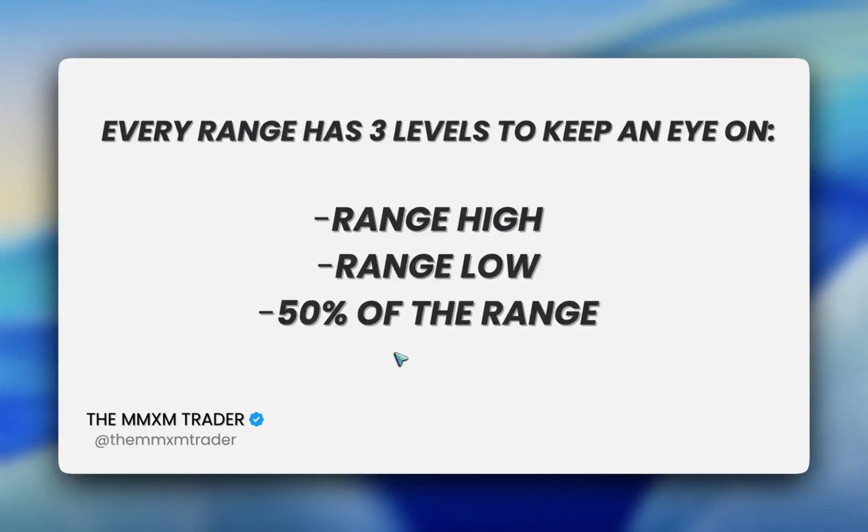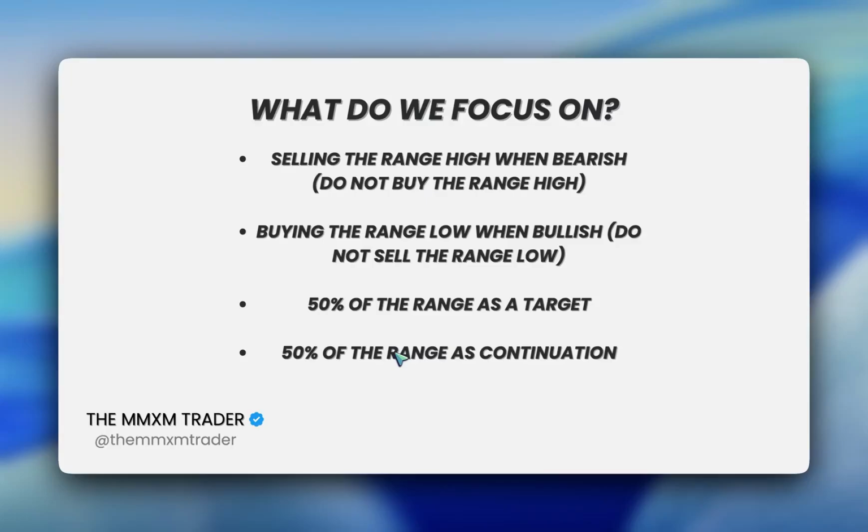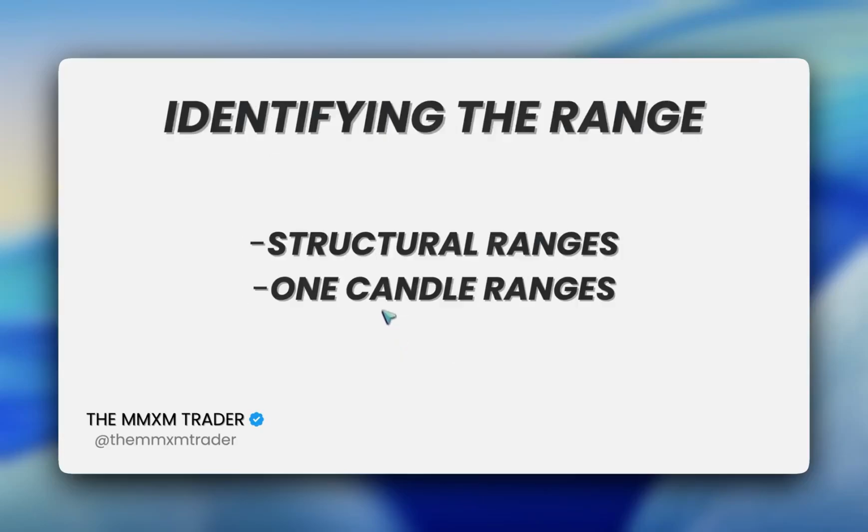Every range has 3 levels to keep an eye on: the range high, the range low, and 50% of the range. What do we focus on, right? Selling the range high when bearish, do not buy the range high. Buying the range low when bullish, do not ever sell the range low, right? Sell high, buy low. 50% of the range as a target and 50% of the range as a continuation if we break through it. Okay, so really important that 50% is also mapped on your chart.